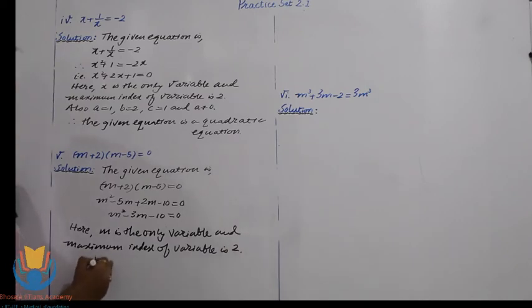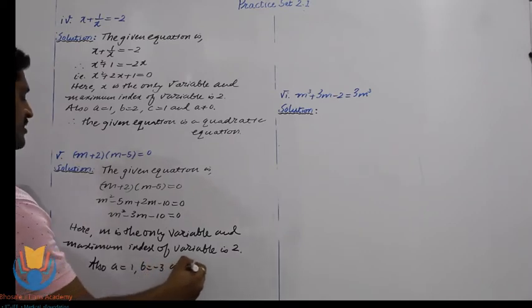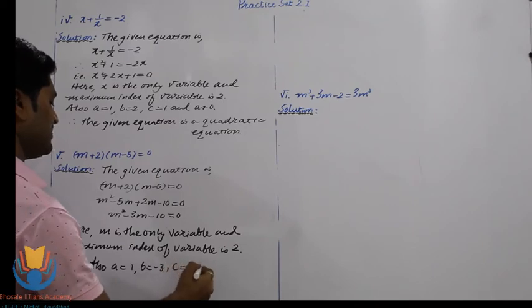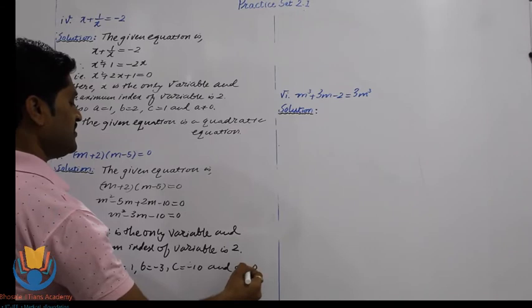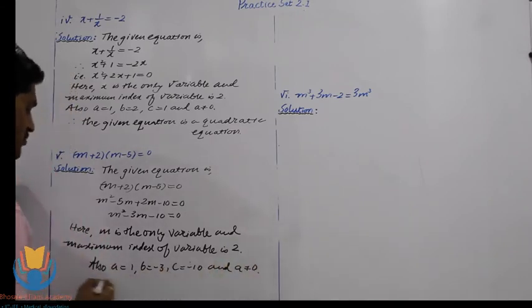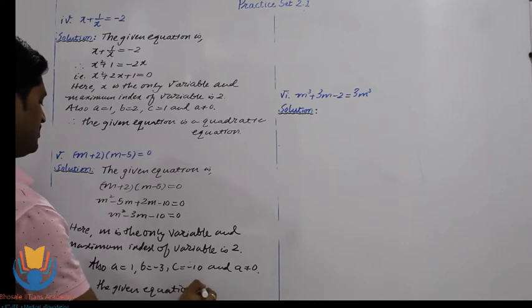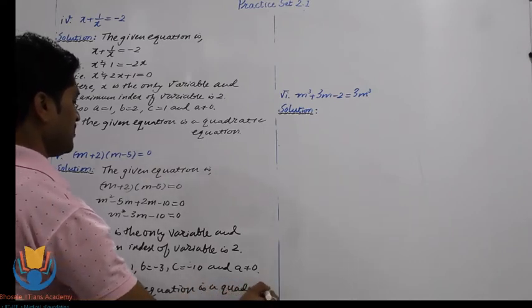And one more thing, also a is equal to 1, b is equal to minus 3 and c is equal to minus 10. And one more important thing, here a is non-zero, that is a is not equal to 0. Therefore the given equation is a quadratic equation.